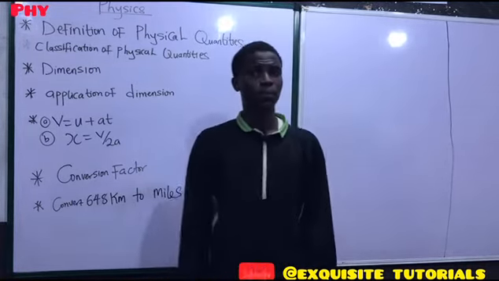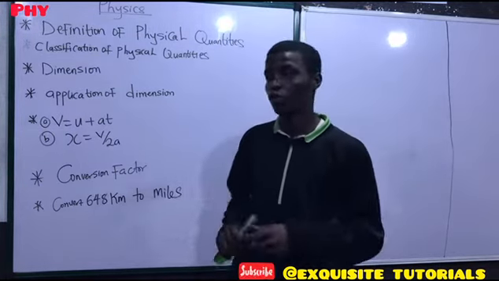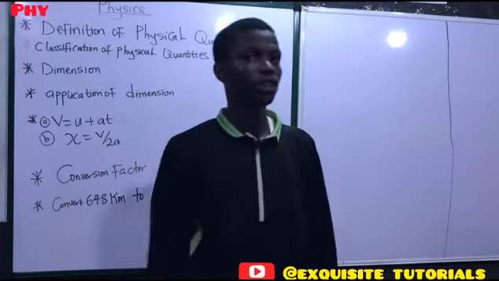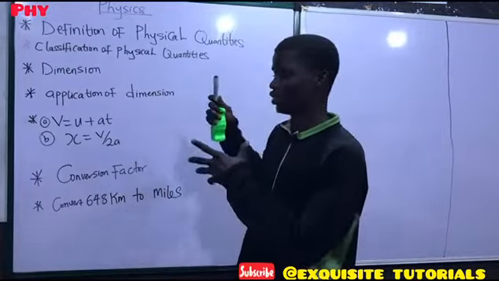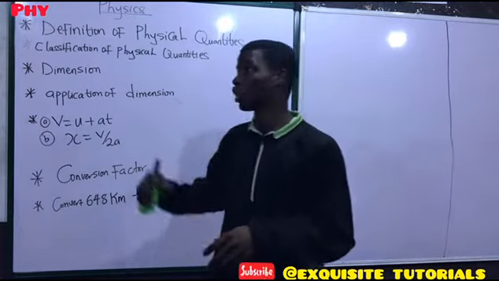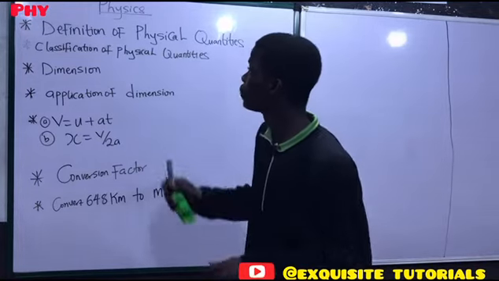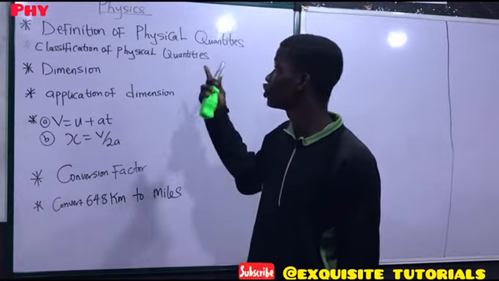This physics is particularly for 100 level in UNIBEN and also for 100 level in DELSU, Delta State University. The scheme of work is somehow interrelated, so you can also use this to read when you are having issues. So for today, I will be taking you through physical quantities.